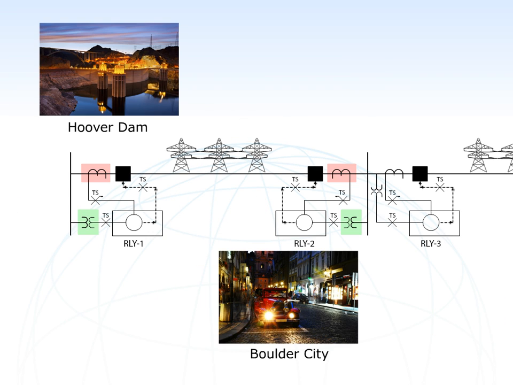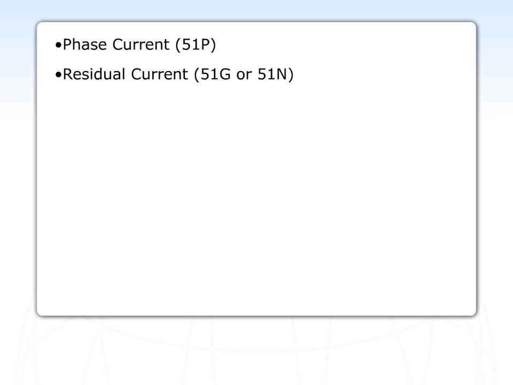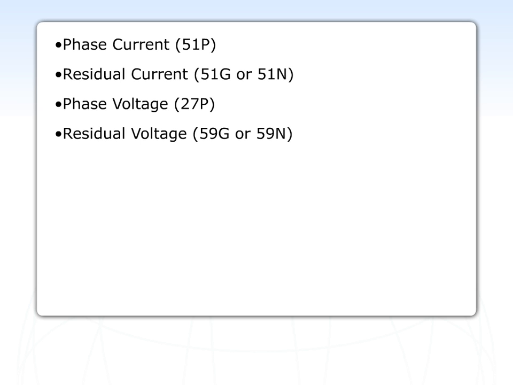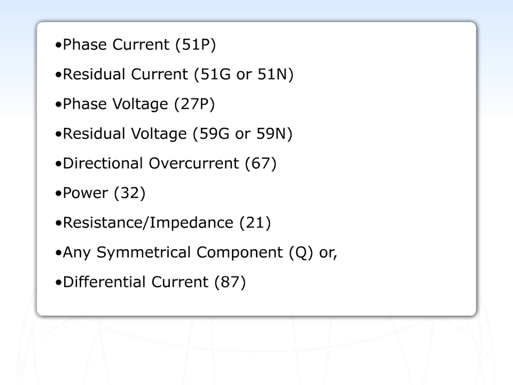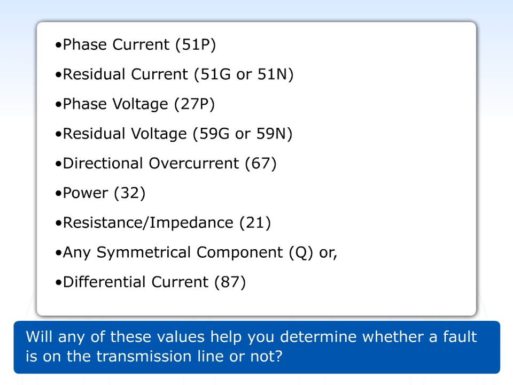You can measure the voltage at any point in the system using PTs. And you can also measure the current entering and leaving the power line with CTs mounted at each end. You can use the current and voltage with your standard electrical formulas to calculate phase current, residual current, phase voltage, residual voltage, directional overcurrent, power, resistance and impedance, any symmetrical component, or differential current. Will any of these values help you determine whether a fault is on the transmission line or not?